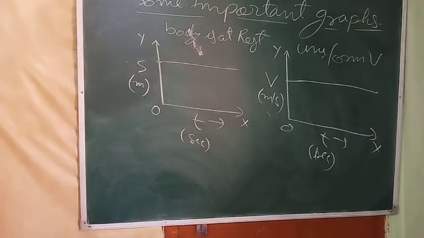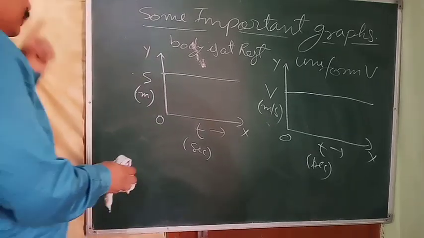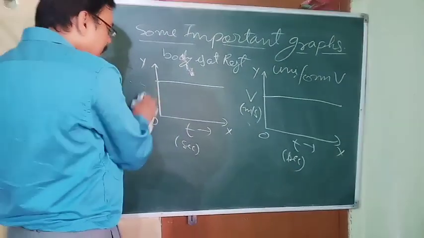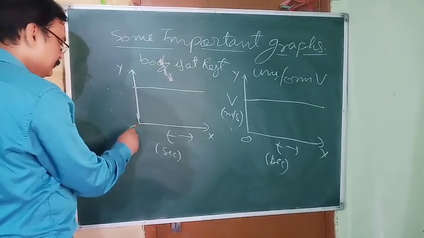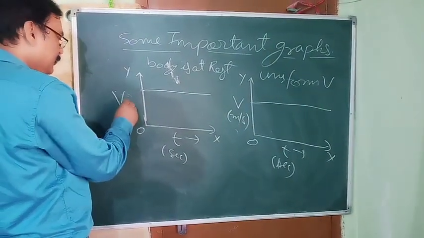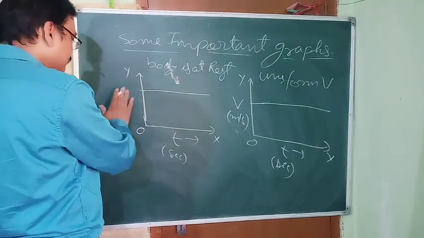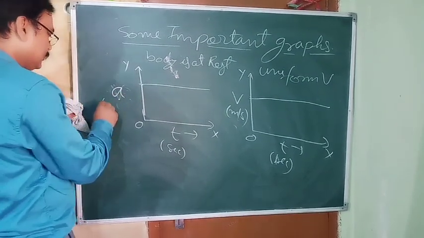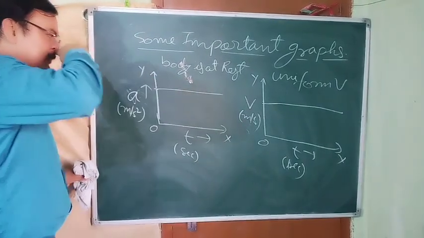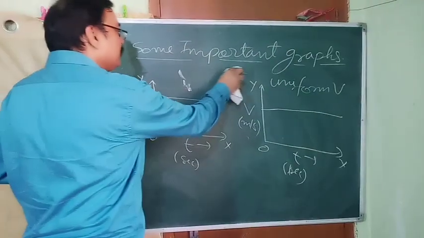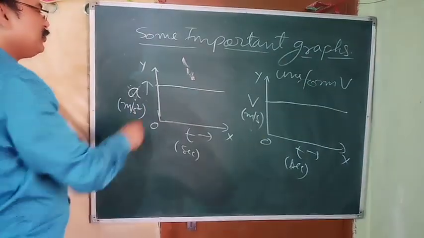Now, in the same way, if you look at the acceleration-time graph, suppose this is the origin, here you've got time, and here you've got acceleration in meter per second square, and you get a graph like this. Then this is for uniform acceleration.